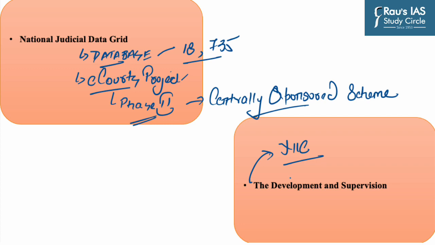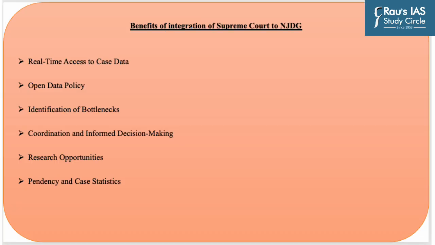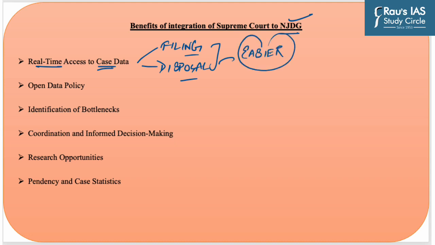Registry of the Supreme Court with an interactive interface and analytics dashboard. Now, let's see the benefits of integration of the Supreme Court to the National Judicial Data Grid, that is NJDG. The first is real-time access to case data. Now, NJDG provides real-time data on the filing and disposal of cases in the Supreme Court. Now, this data is readily accessible to the public, making it easier for citizens to track the status of cases and access relevant information.